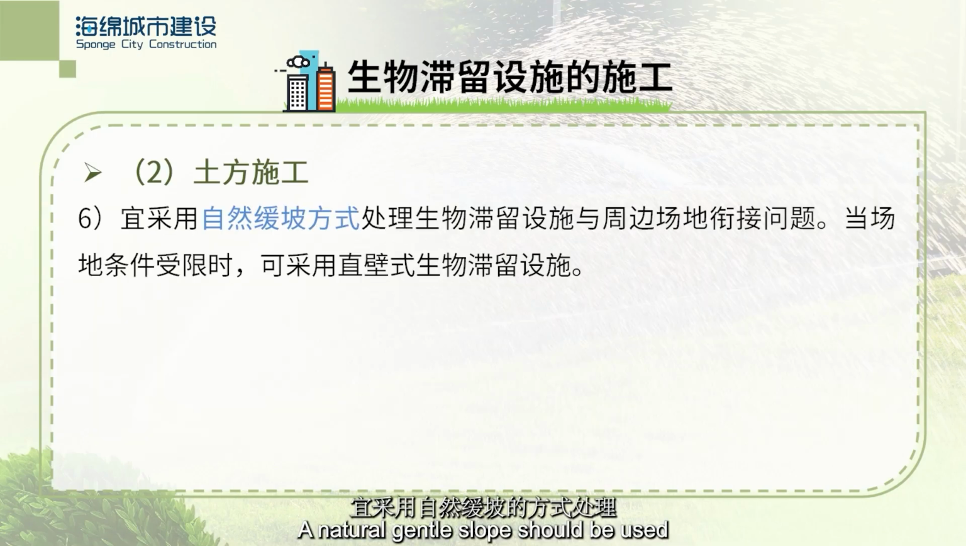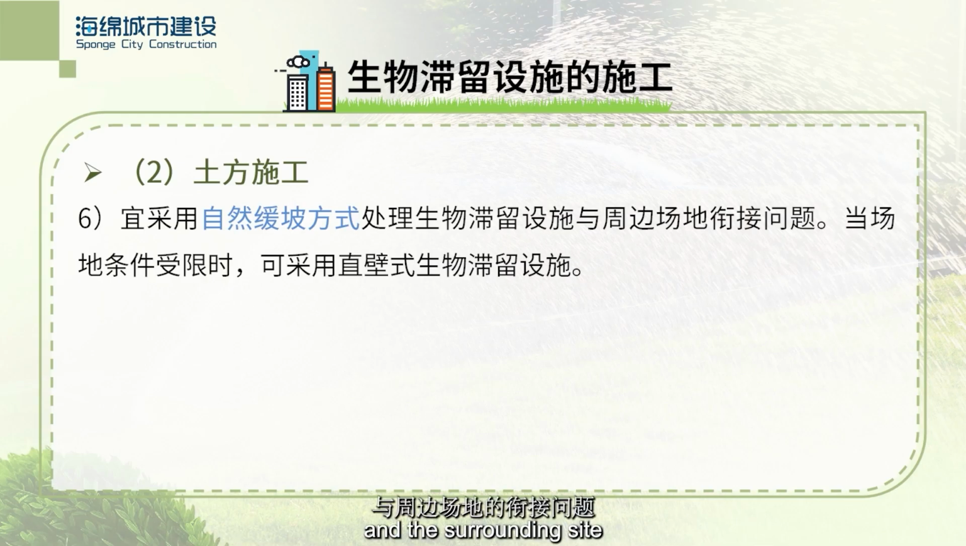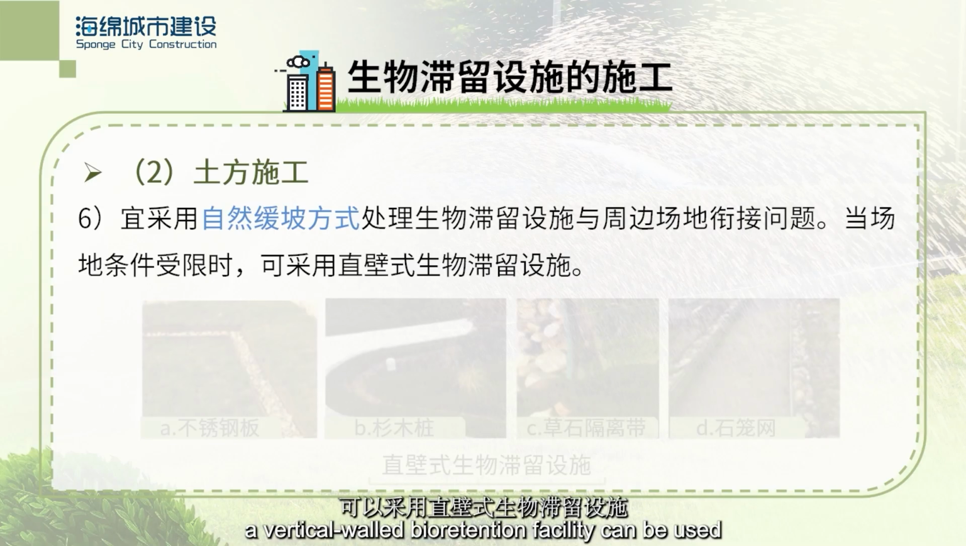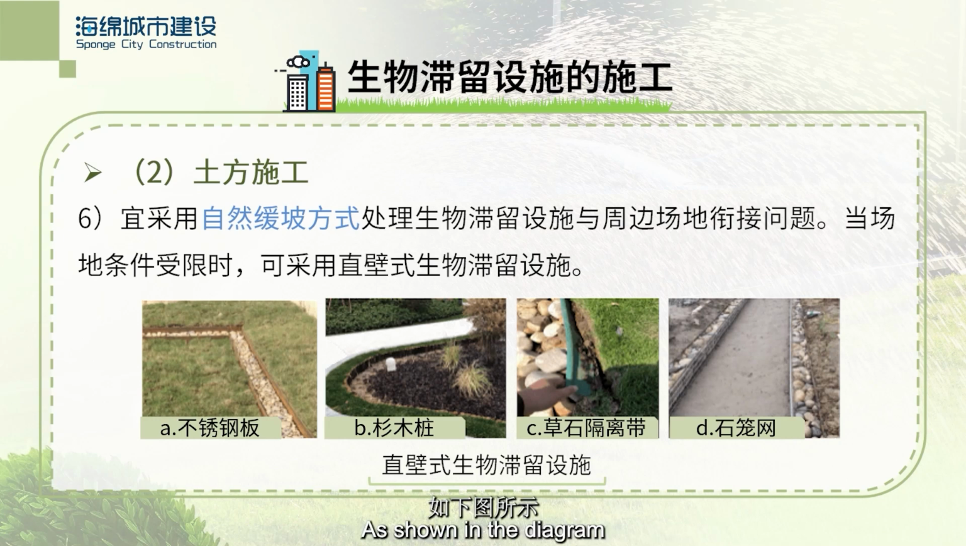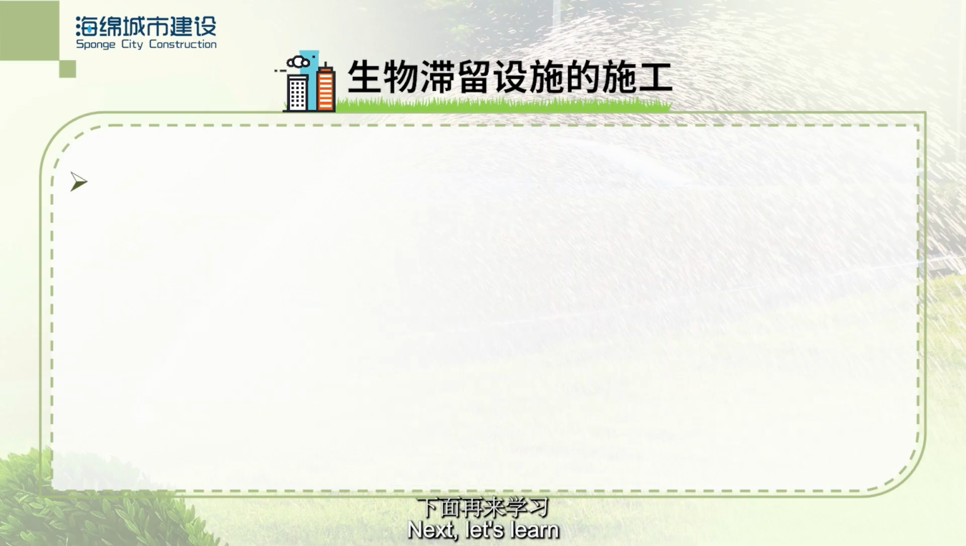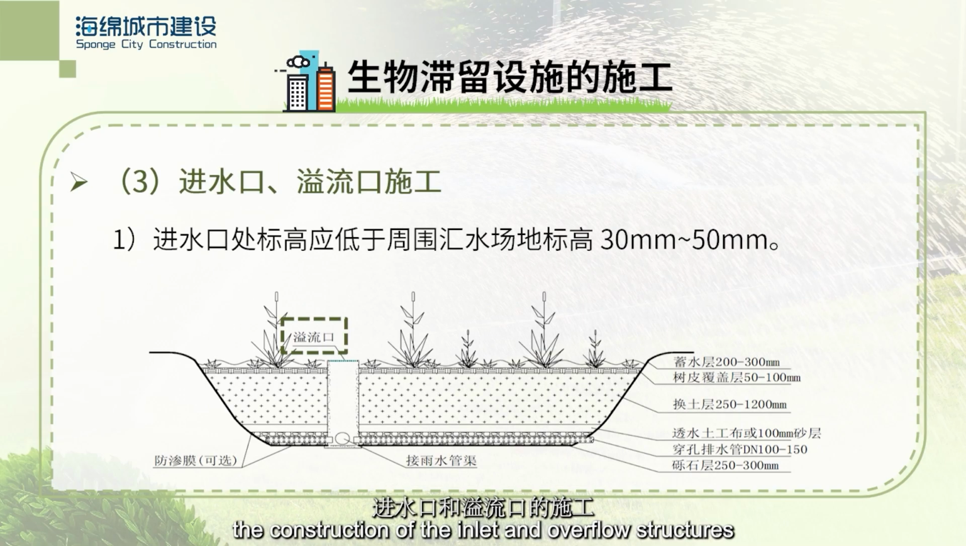A natural gentle slope should be used to address the connection between the bioretention facility and the surrounding site if site conditions are restricted. A vertical wall bioretention facility can be used, as shown in the diagram. This mainly includes steel plates, gabions, wooden piles, grass stone separators, concrete retaining walls, etc. Next, let's learn the construction of the inlet and overflow structures.